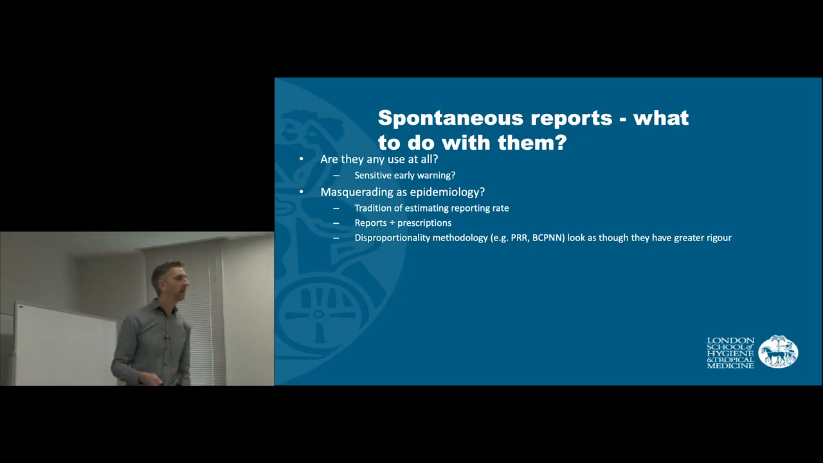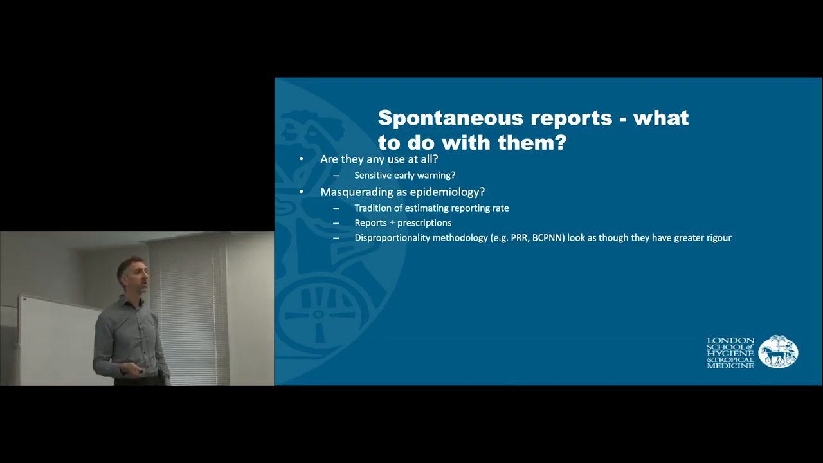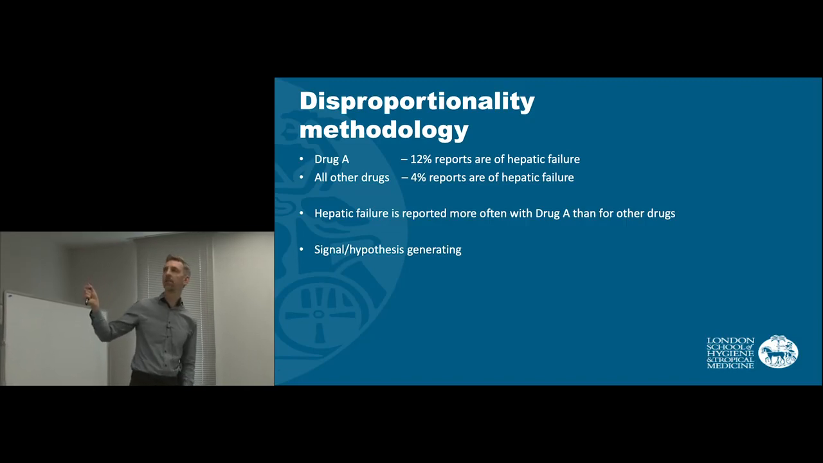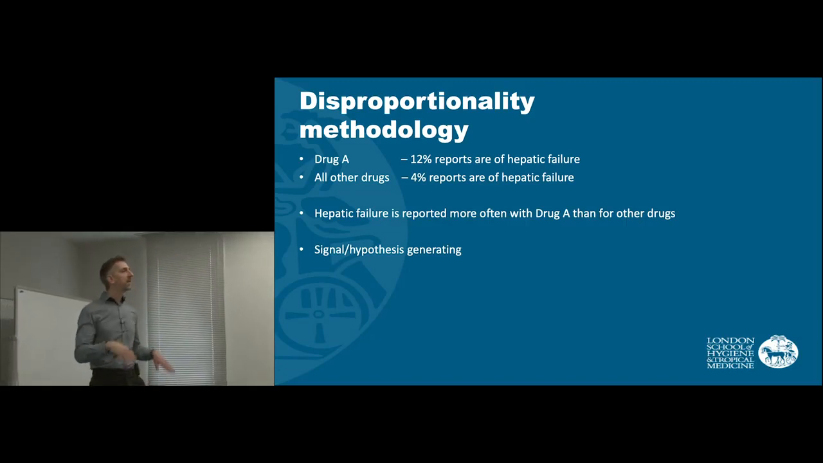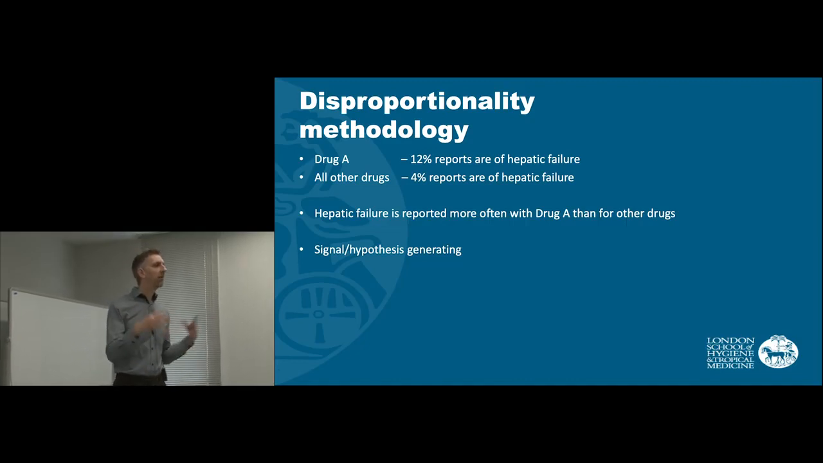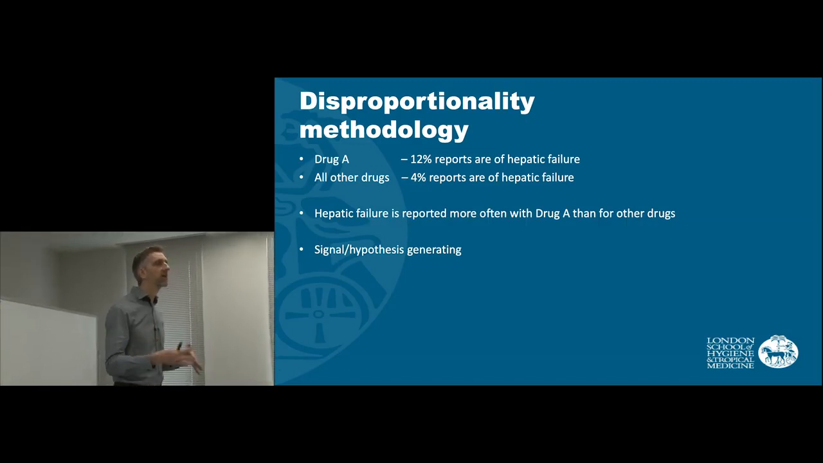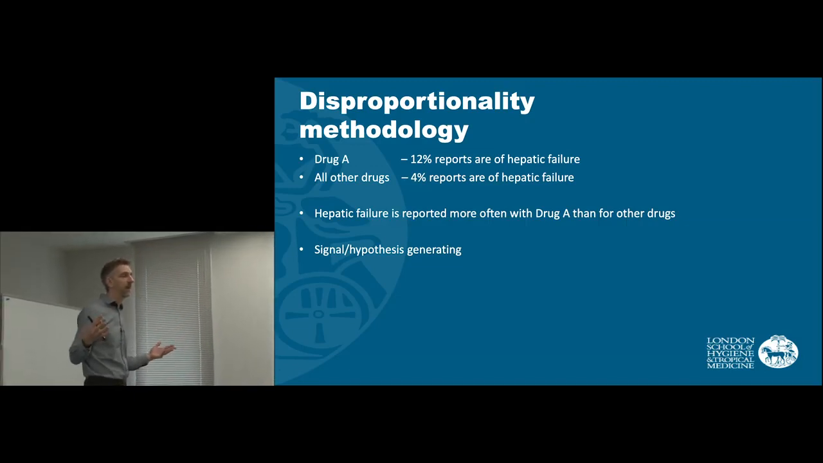More recently, methods of disproportionality have been developed, which look like they are more useful. And this next slide briefly explains what we mean by disproportionality. So the idea is that within a database, we store all of the adverse reactions for every drug available within a country or a region.